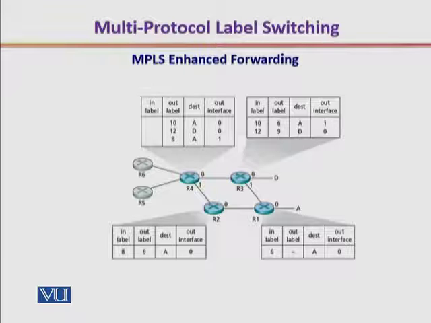So you see that there is a kind of cohesion and an understanding between neighboring MPLS routers such that the outgoing label is the incoming label for the next router. So if a non-MPLS router, such as R6 or R5, forwards a packet with label 10 for destination A or label 8 for destination A, the information in this IP packet with these labels could be forwarded through MPLS router R2 or R3 and subsequently to R1.